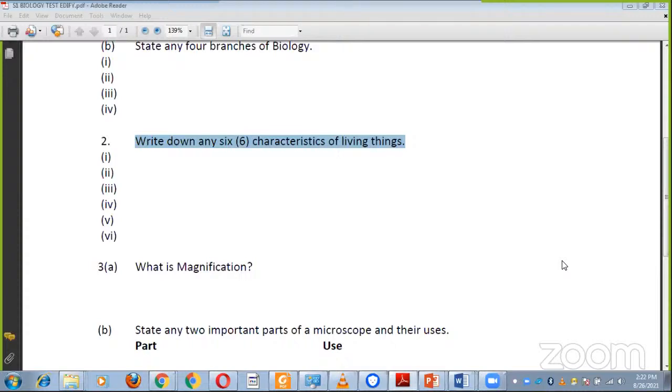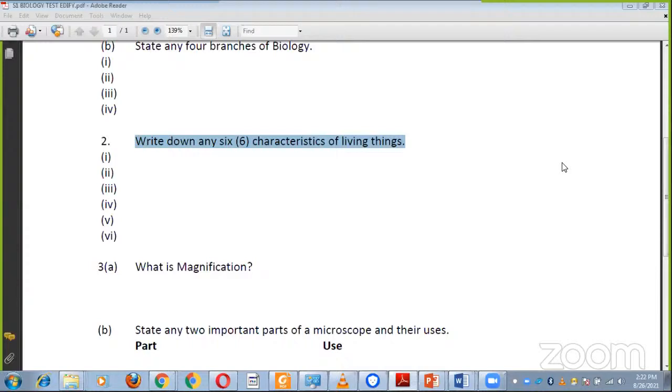Then Davis Aloysius. When I ask you to unmute, you unmute very fast. Living things reproduce. Okay, living things can reproduce, and they grow.